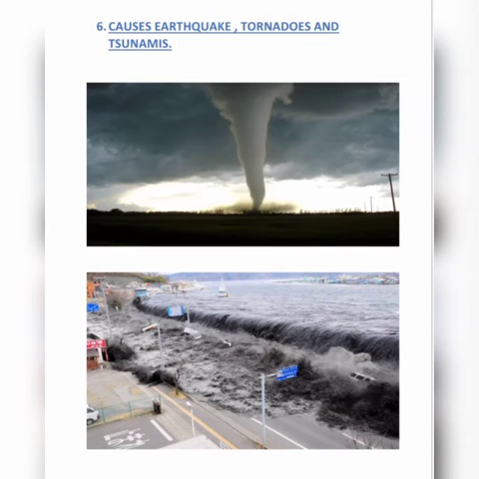Now the last point you can see on your screen, the sixth point: causes earthquakes, tornadoes and tsunamis. Global warming also brings earthquakes on the surface, and tornado means windstorm, and tsunami means the destructive waves of the ocean, of the water. So these are the things global warming brings: earthquakes, tornadoes and tsunamis. This is also one of the problems we are facing due to global warming.